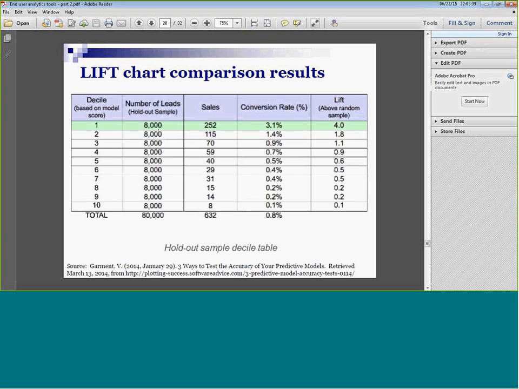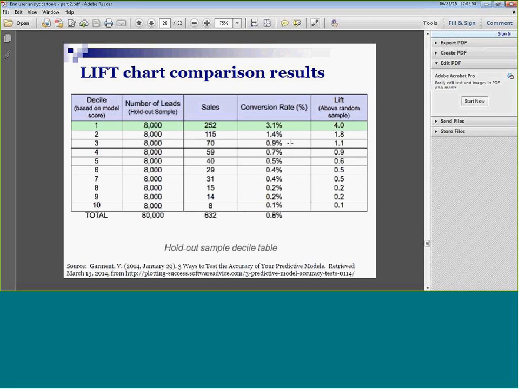We expected 0.8%. We got 4 times that. Okay. How about the next decile? Well, those 8,000, we look at last year. Again, this is last year's data. 115 of them responded, which is 1.4%. 1.4 divided by 0.8 is 1.8. So there's a lift. And there's a lift.